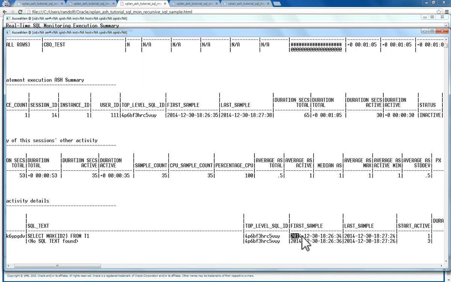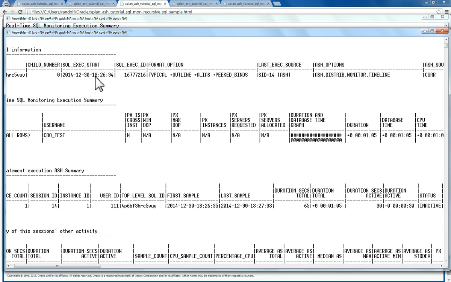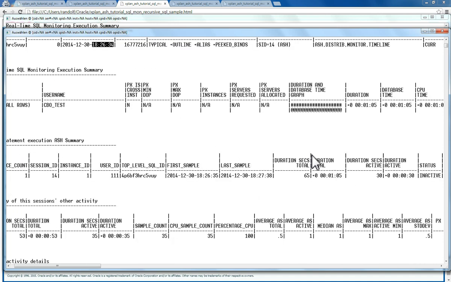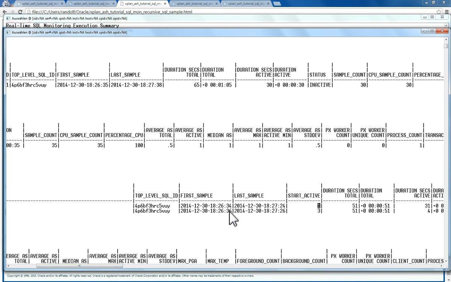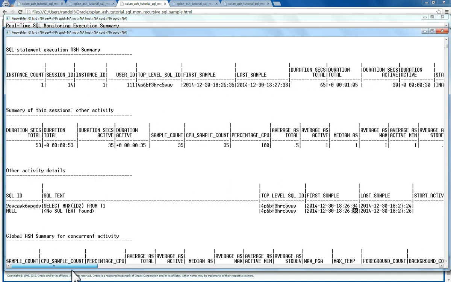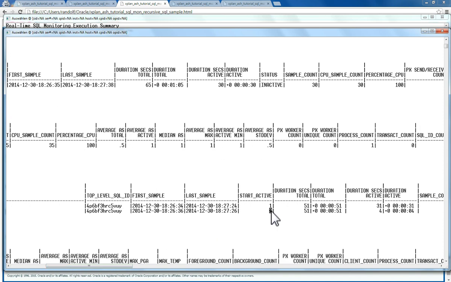So the first sample was found here at 182634, and this actually corresponds to the SQL exec start. So this is the meaning of this one here: it just tells you that this first sample is how many seconds since the start of the main SQL execution analyzed. And likewise here, this 36 for this no SQL ID case, which is also covered, was then 3 seconds, the third second after the start of the main SQL execution.